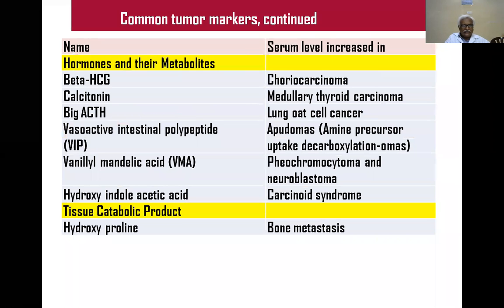So common tumor markers: hormones and their metabolites. Beta HCG. You know alpha HCG and beta HCG. Alpha is present with all the things in pregnancy. Beta HCG is specific for choriocarcinoma. You know pretty well, the choriocarcinoma will be from the grape-like proliferation of the cells, and finally the entire uterine cavity will be occupied by the grape-like growth, and there will be no fetal parts.